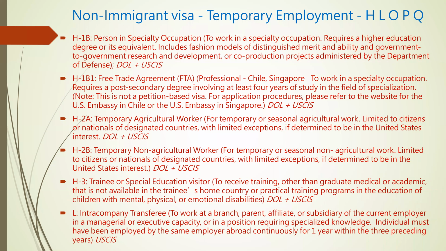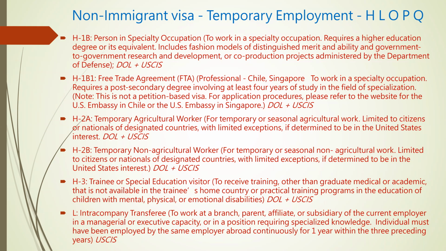There is an H-2 visa. Rarely people come from India on this visa. It's a temporary agricultural worker. If you see that sentence, limited to citizens or nationals of designated countries. So only for a few countries it is open, not for every country. So no Indians are coming from India using H-2A or H-2B, agricultural or non-agricultural worker. These visas are not available. I have never seen people coming from India using these visas because we are not under those designated countries.